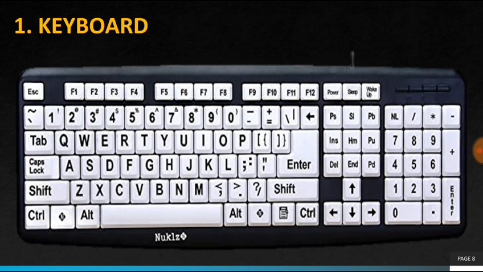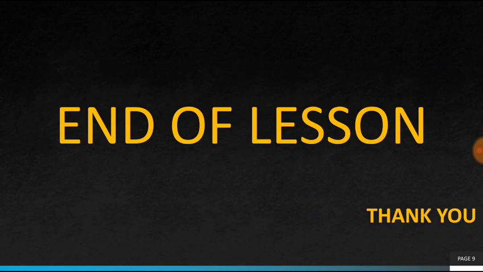So these are the main components of the desktop computer. We have the system unit, the monitor, the mouse, and the keyboard. So these are the main components of the computer. We'll end our lesson here and continue next week, Monday.